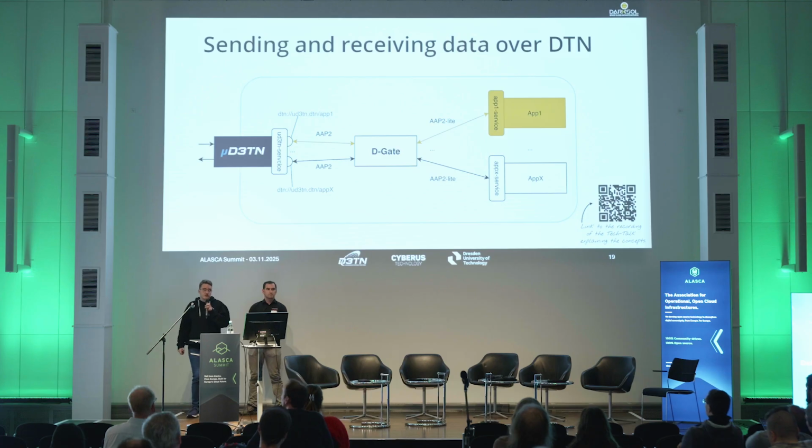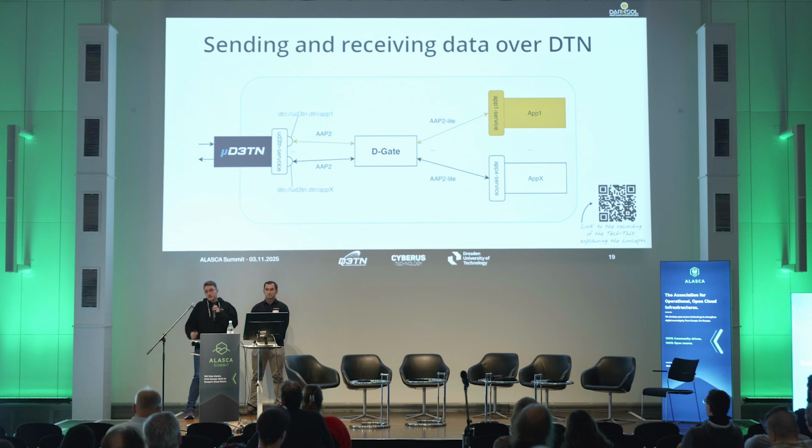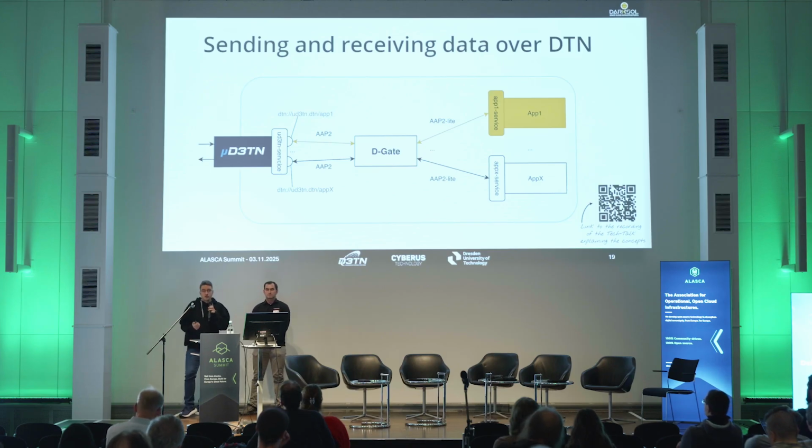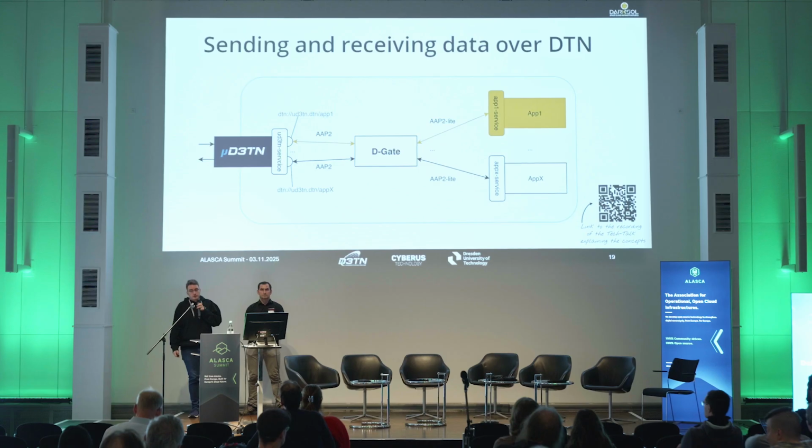Now, the D-gate uses the application agent protocol, which is part of micro-DTN, to register agents for applications. It can register a single agent for an application, or an arbitrary number of agents. It can also register an arbitrary number of applications. What happens now is that whenever micro-DTN receives data addressed to one of these agents, it will forward it to the D-gate, which in turn will forward it to the right application. The application can process it and send data back using the same link, which will then also be forwarded to micro-DTN and sent out over the network.